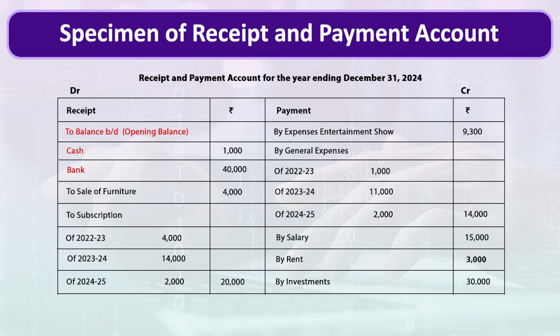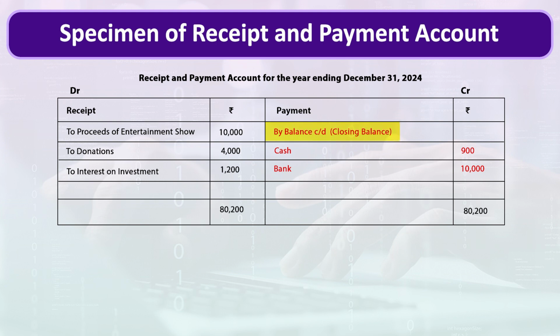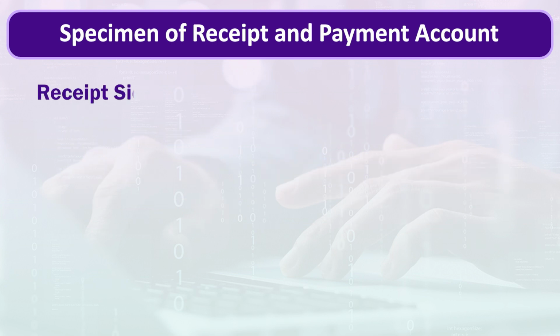Then the next item is salary of rupees 15,000. The next item is rent of rupees 3,000, followed by investments of rupees 30,000. The balance carried forward, which is the closing balance, is cash balance of 900 and bank balance of 10,000.